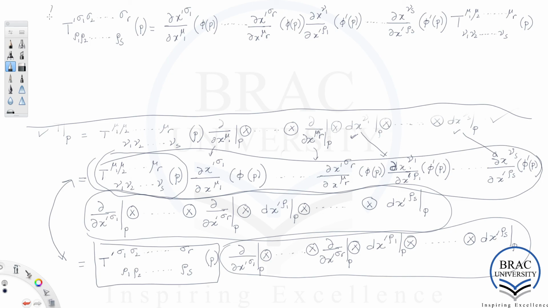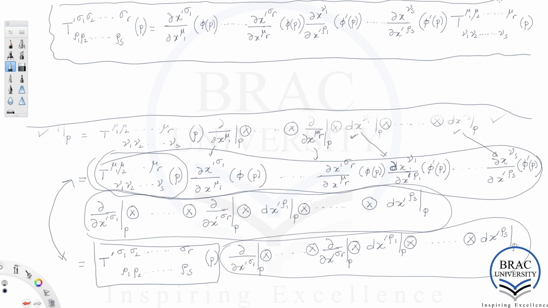So we have seen thus that this is how the components of an r comma s tensor transform under change of charts.